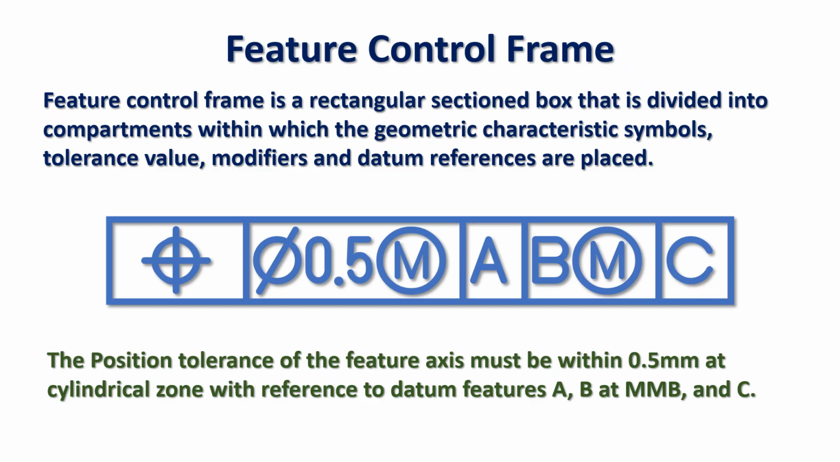This particular feature control frame conveys the message that the position tolerance of the feature's axis must be within 0.5 mm cylindrical zone because of this symbol, with reference to datum feature A and datum feature B, modified at maximum material boundary, and datum C.